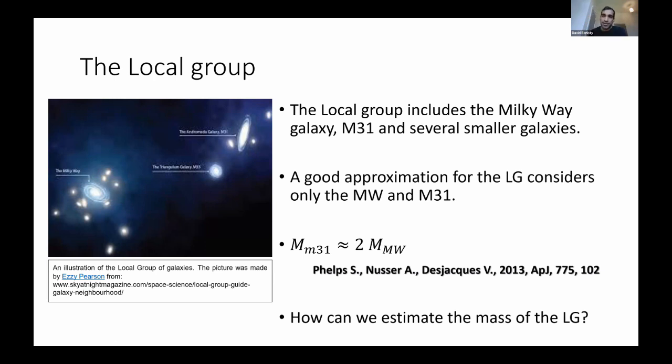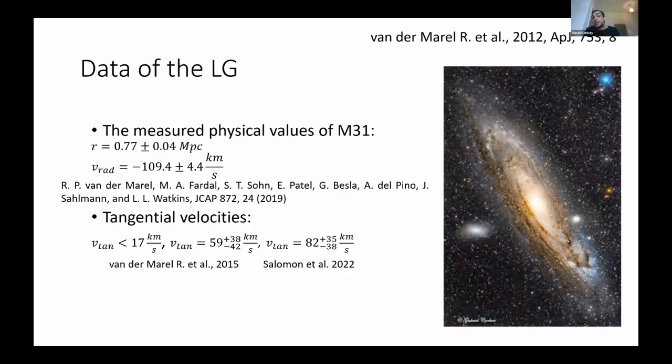But there is an argument, called the timing argument, used here a lot by Donald Lynden-Bell from the Institute of Astronomy, that we can actually estimate the mass of the Local Group based only on the kinematics of the Local Group. So what are the measurements? Let me give you some overview.